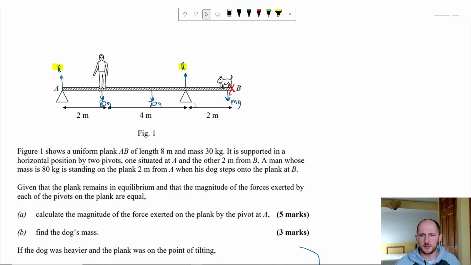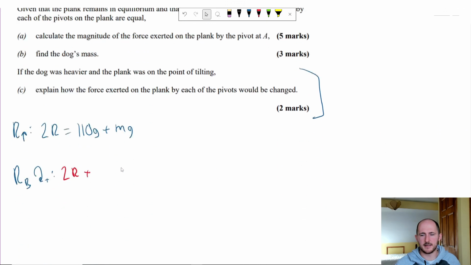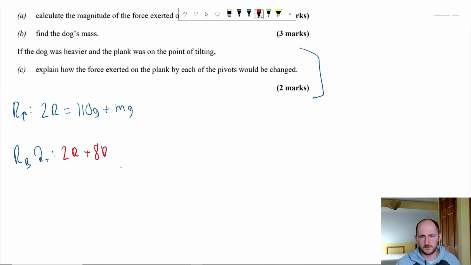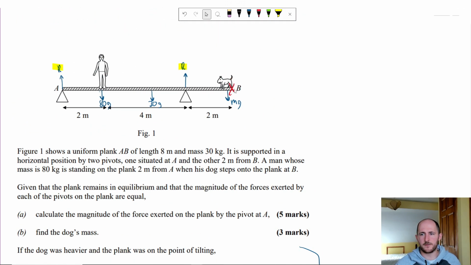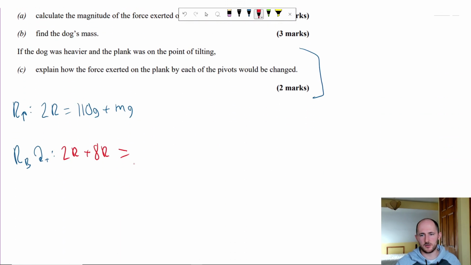And then it would be 2, 6, 8, it would be 8R as well, equals the anti-clockwise moments. So the first anti-clockwise moment is the mass of the actual plank. And if you remember, it's a uniform plank, so it's halfway along. If the full beam is 8 meters long, then that will be halfway, it'll be 4 meters. So we're going to do 4 times 30 G, so that's 120 Gs.